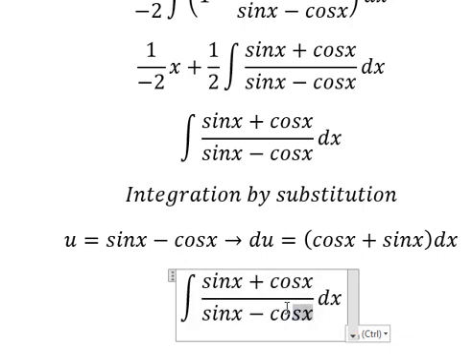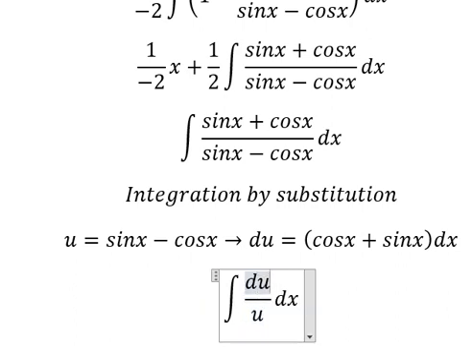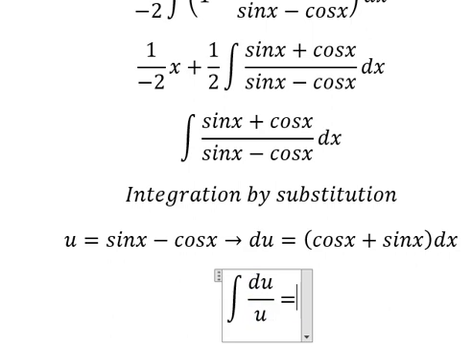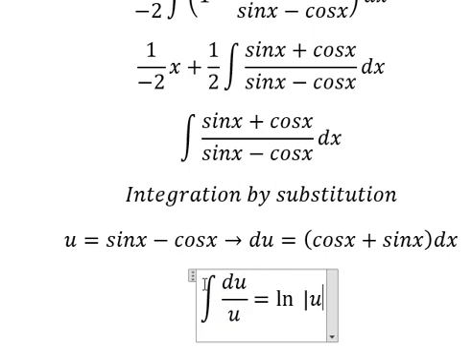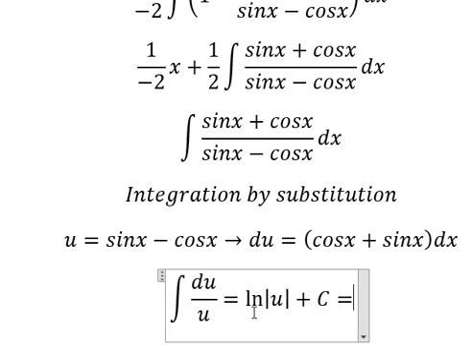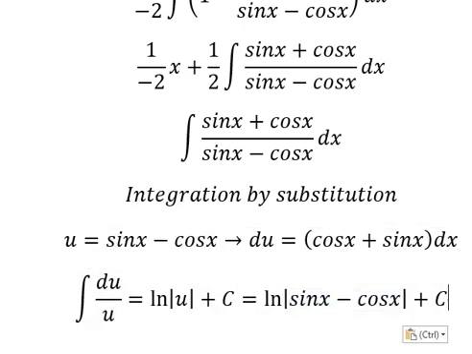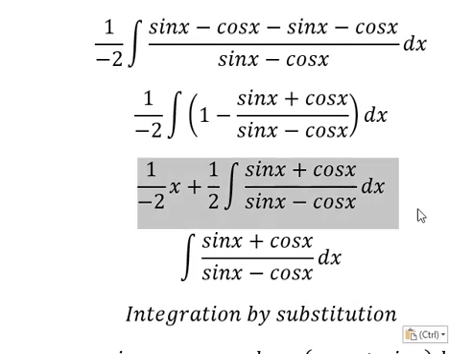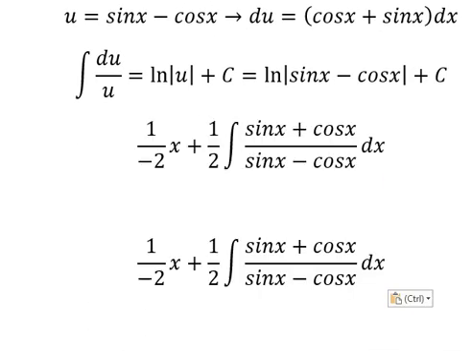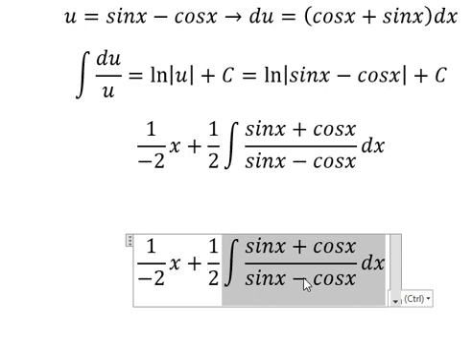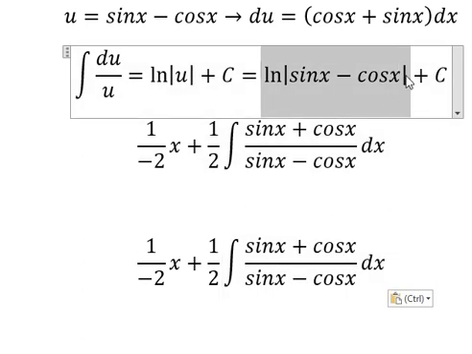So this one we change for u. This one we change for the u. The integration of this one we have like this. About u, that is about this one. So we go back in here. So the integration of this one is about this one.